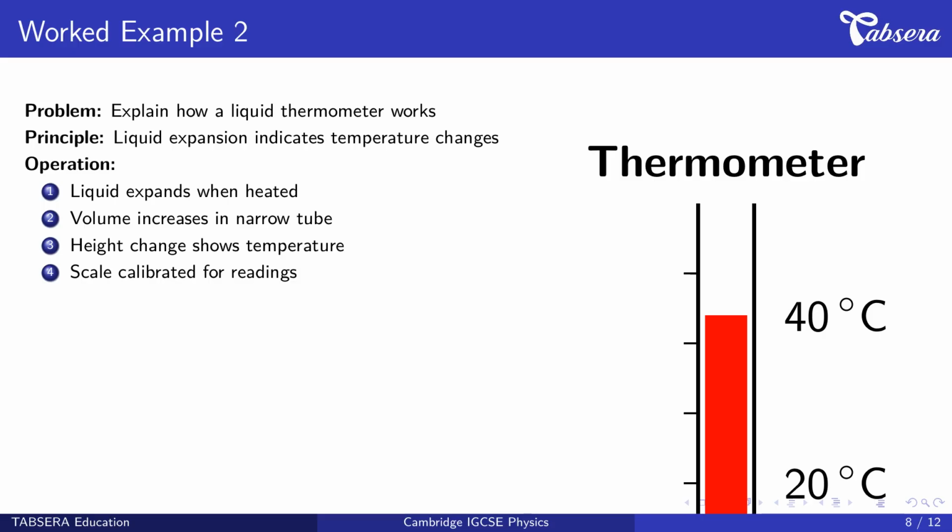The diagram shows a thermometer with liquid at 2 different temperatures. At 20 degrees Celsius, the liquid reaches one level. At 40 degrees Celsius, the liquid expands and rises significantly higher. The scale markings allow precise temperature readings.